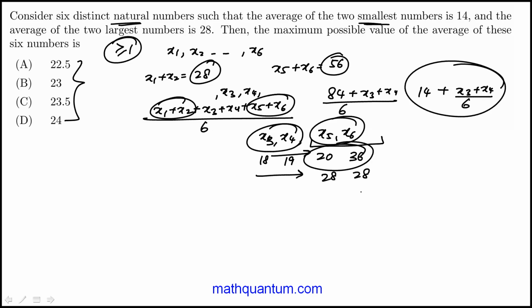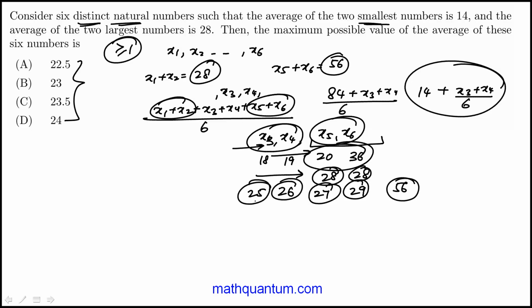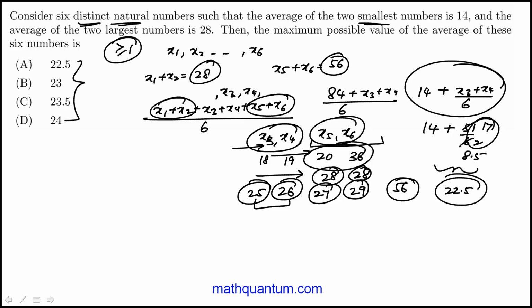So, for example, 28 and 28. But since they have to be all distinct, the best I can do is 27 and 29, which add up to 56, as you can see. And now I can bring these as close to this as possible. They have to be distinct, so 26 and 25 is the highest I can do. And that would give us a sum of 51, which means the max average would be that. 17 over 2 is 8.5, and that comes out to 22.5, which is choice A.